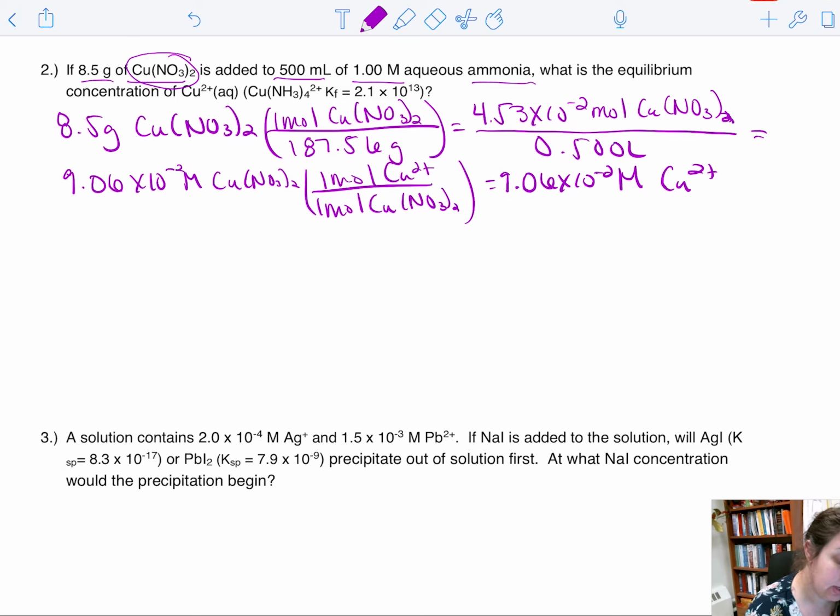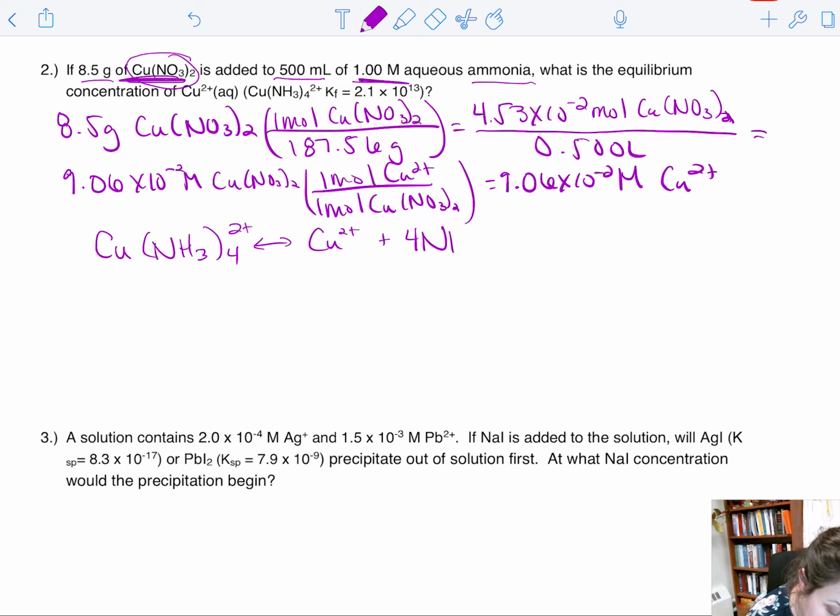Okay. Now we're going to take this and put this into our equilibrium. So once we place this into a solution of ammonia, it's going to form this complex right here. This is our complex ion. We assume that it completely forms, and then once it forms, it's going to be in an equilibrium process with its copper 2 plus ions and ammonia. Okay?